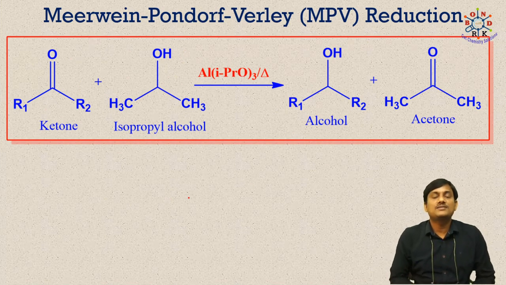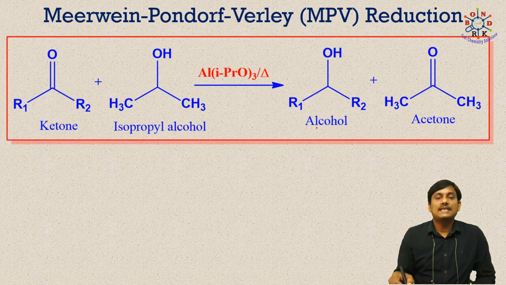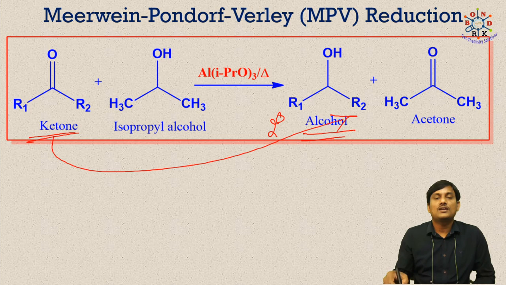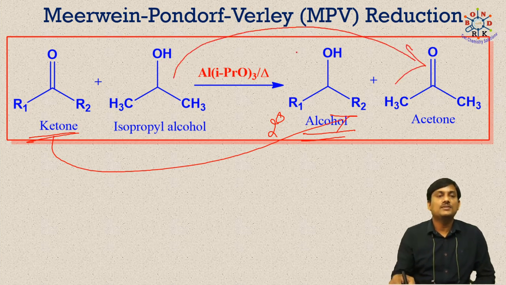Meerwein-Ponndorf-Verley reduction reaction. This one is very important for the preparation of secondary alcohols. You can prepare secondary alcohols from ketone. When you treat ketone with isopropyl alcohol in the presence of aluminum isopropoxide, the ketone will be reduced to secondary alcohol and isopropyl alcohol will be oxidized to acetone.